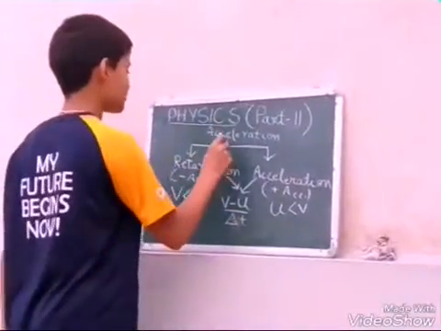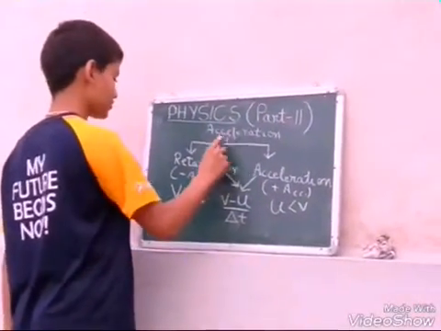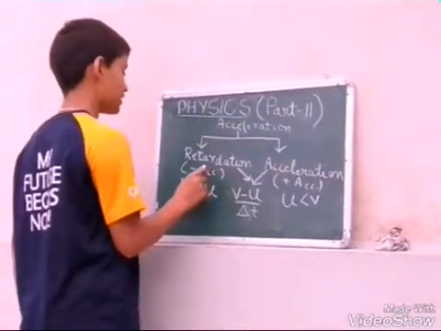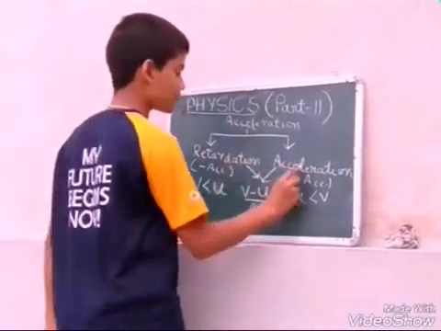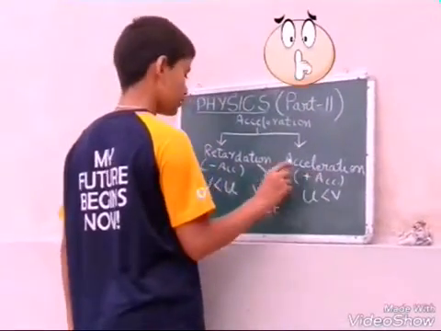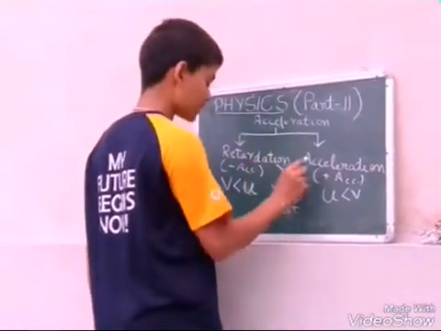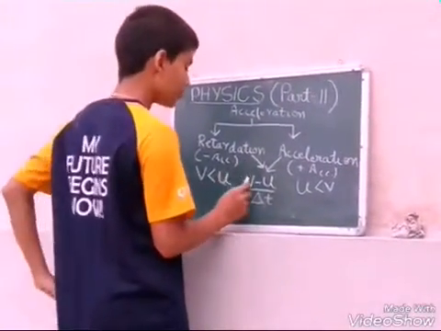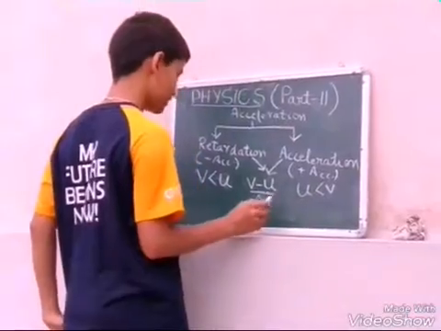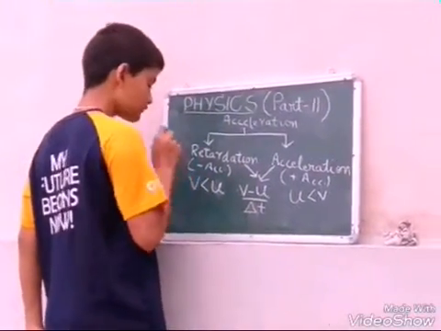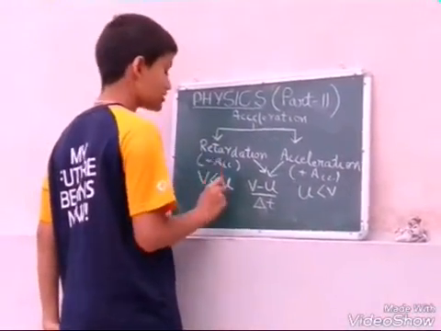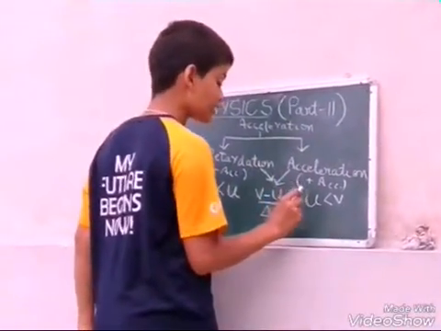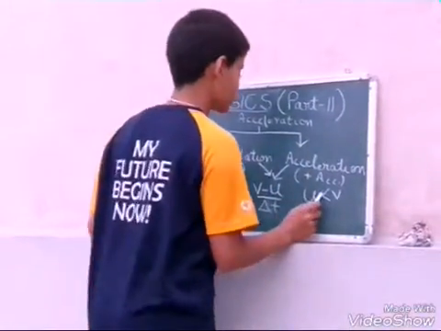So friends, acceleration is broadly classified into retardation and acceleration. Retardation means negative acceleration, whereas acceleration means positive acceleration. As we know that acceleration is equal to (v minus u) upon delta t, that is, final velocity minus initial velocity upon delta t. In retardation, the final velocity is smaller than the initial velocity, whereas in acceleration, the final velocity is greater than the initial velocity.